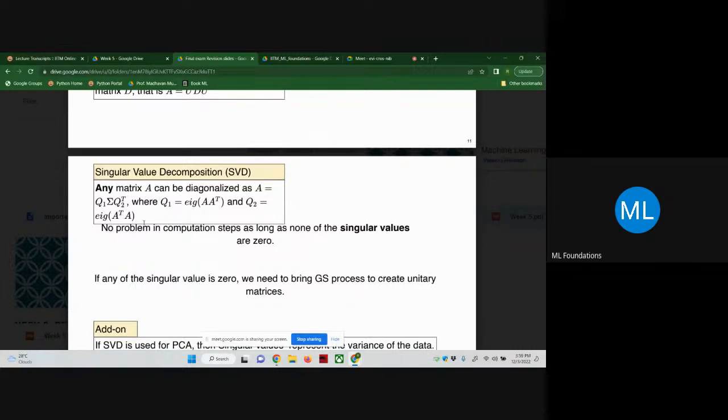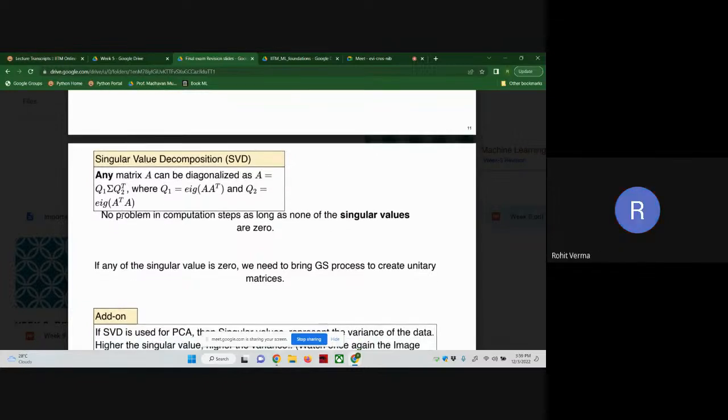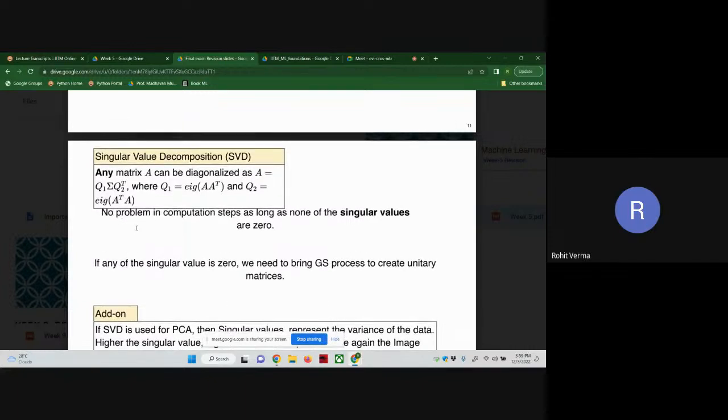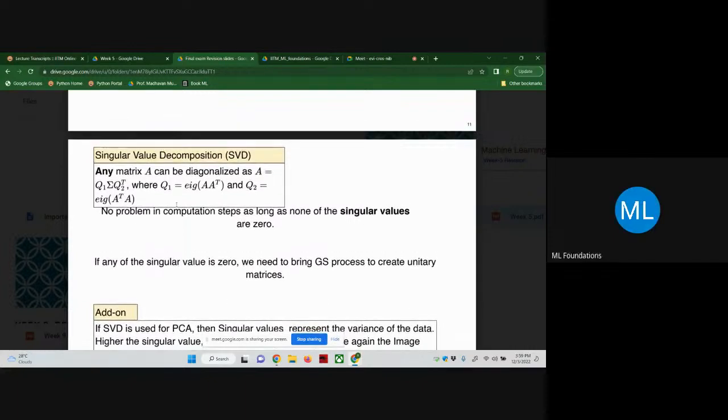Here AA transpose and A transpose A are different. So their eigenvalues are the same, but the eigenvectors are going to be different. The eigenvalues of A A transpose are going to be the same as the eigenvalues of A transpose A, but the vectors are different.